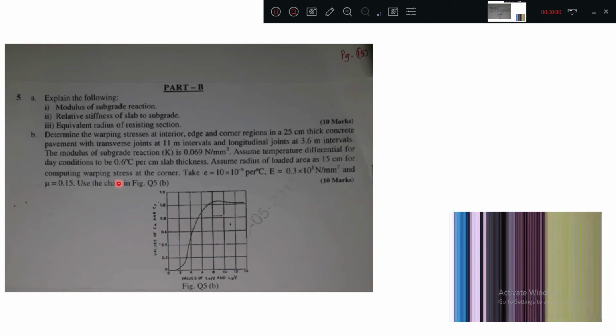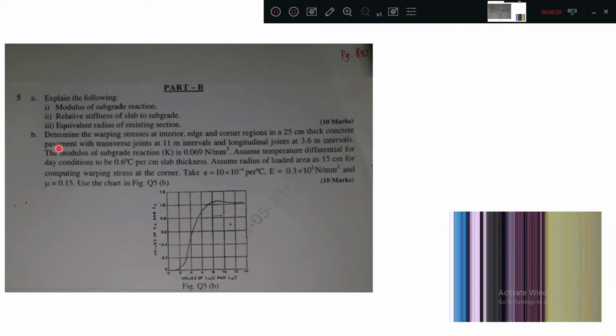Okay, in this problem, what they have asked is warping. If you see this type of diagram, then you should understand they have asked to calculate the temperature stresses or warping stresses. Okay, so obviously they will be giving the thickness of the pavement, 25 centimeter.